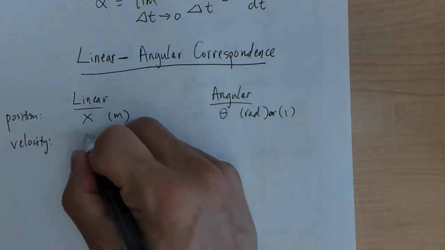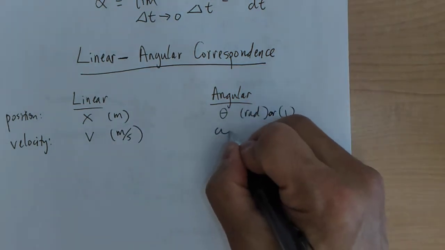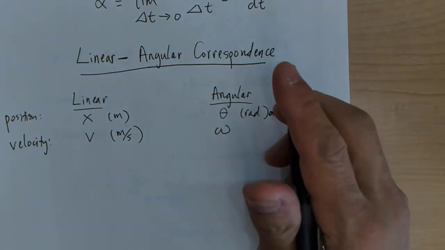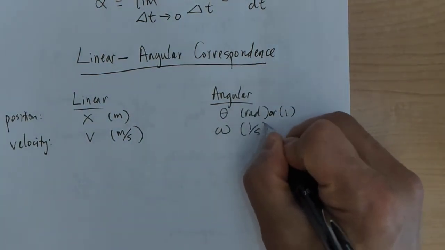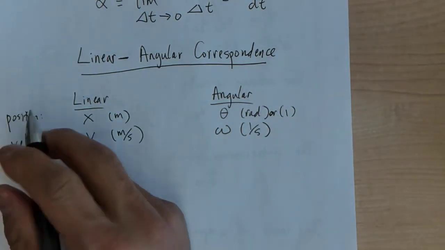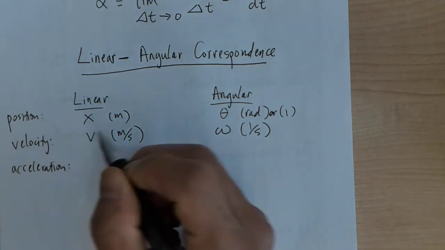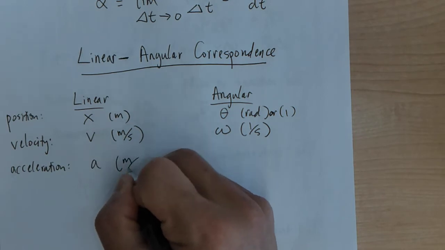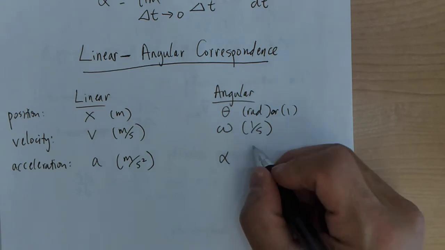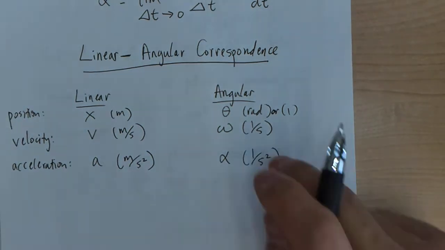For velocity, that was v, in units of meters per second. For the angular case, we take the Greek letter that goes with that, omega, which is 1/seconds, or if you want you can put the radians in, radians per second. For the acceleration, we have a, in meters per second squared, and over here angular acceleration, with units 1/second squared, or radians per second squared.